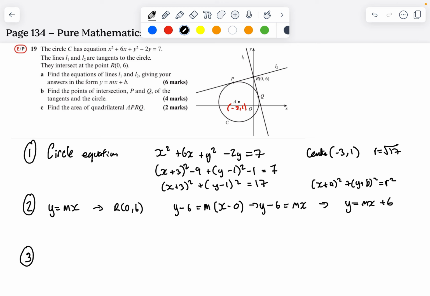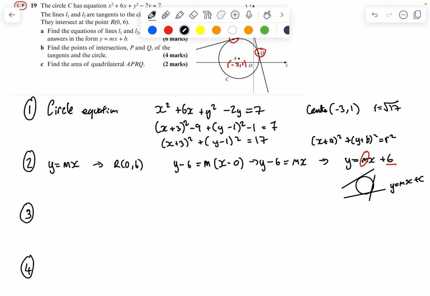Now remember, this could be any tangent because we don't know what that gradient is. And for any circle, it has an infinite number of tangents. Unless we have an equation of a line, we don't know which one it is. Right. So we've got a y-intercept, but we don't know what m is. Right, so now we want to find P and Q. We want to find the points where it meets the circle.